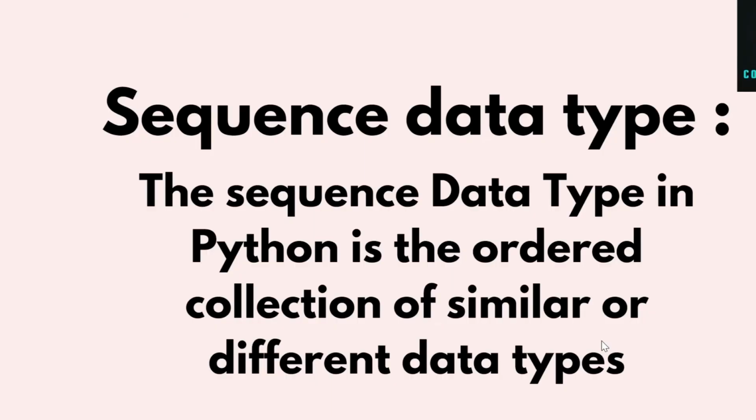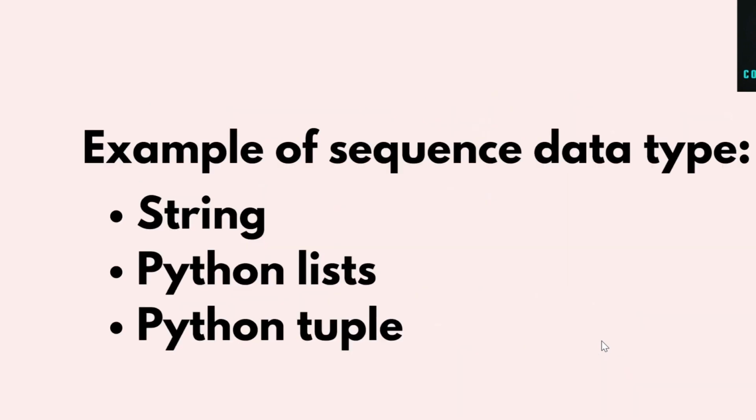In this video, we will see what is a sequence data type in Python. The sequence data type in Python is the ordered collection of similar or different data types. Okay, that means we are collecting similar or different types of data types and storing them in a container, which we call sequence data types. Examples of sequence data type: string, Python list, Python tuple. We'll see one by one clearly.